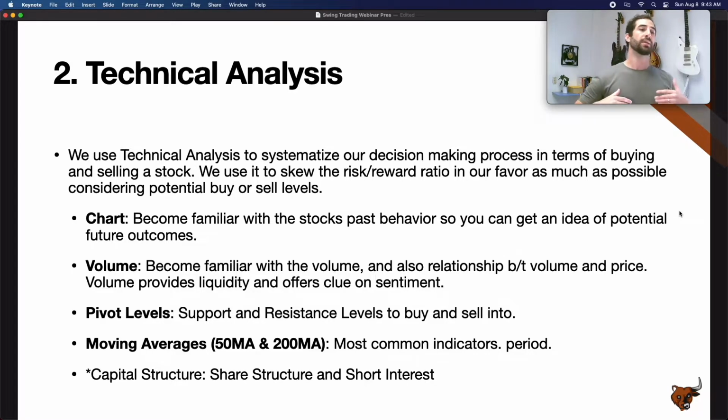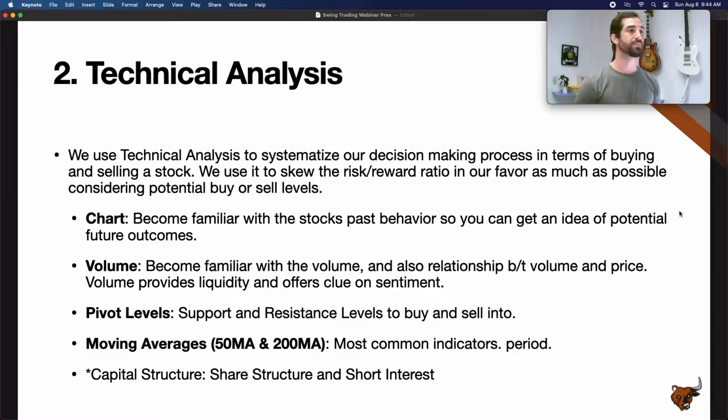All right, so we use technical analysis to systematize our decision making process in terms of buying and selling. We want that process where we're thinking about buying and selling to be as systematic and as emotionless as possible. And that's why technical analysis is important, because having that system is going to allow us to skew the risk reward ratios in our favor, to guarantee that we have positive results across a long time frame.